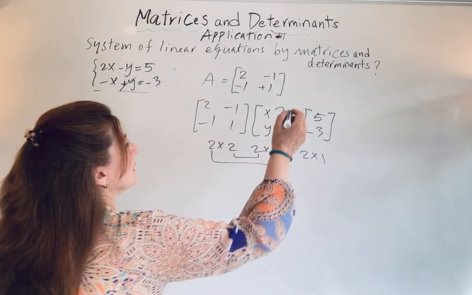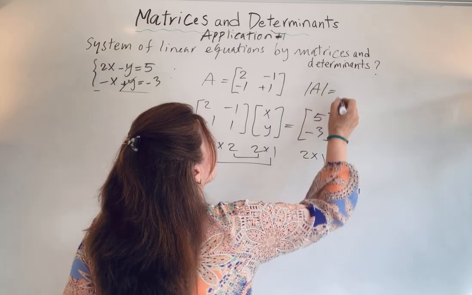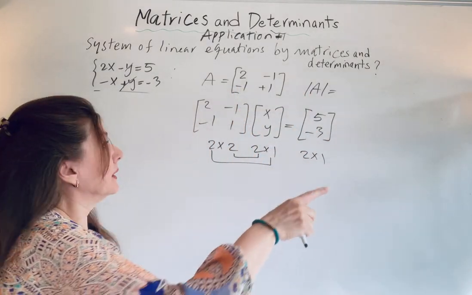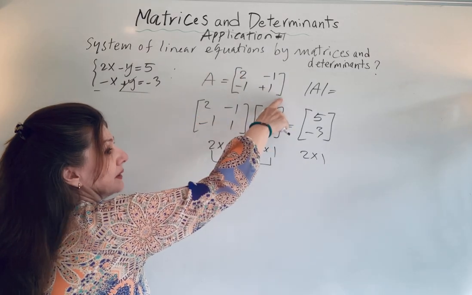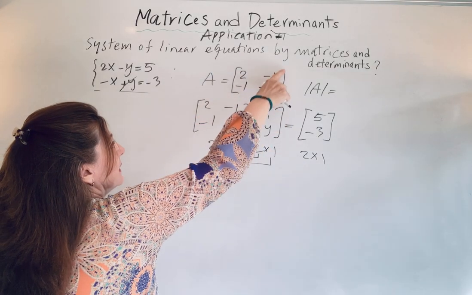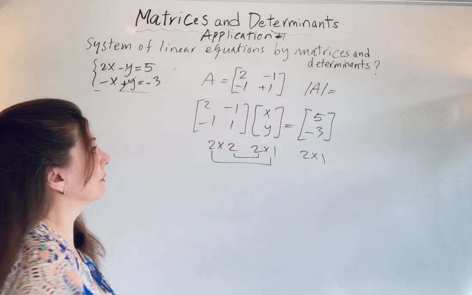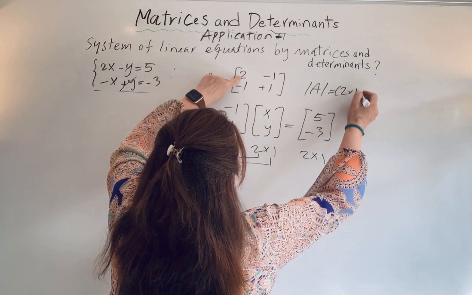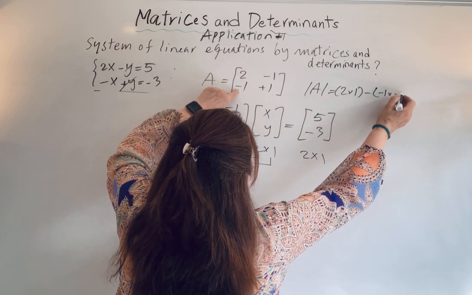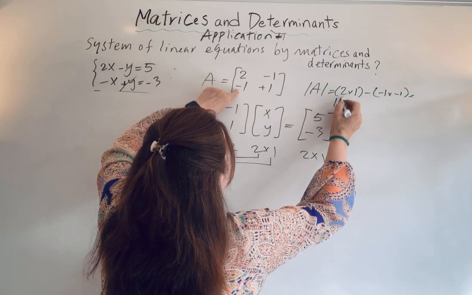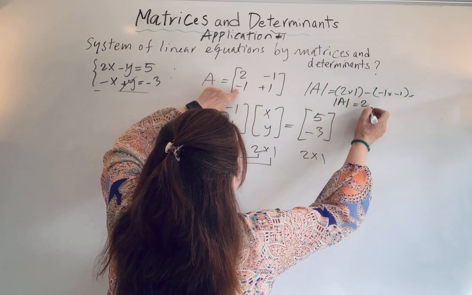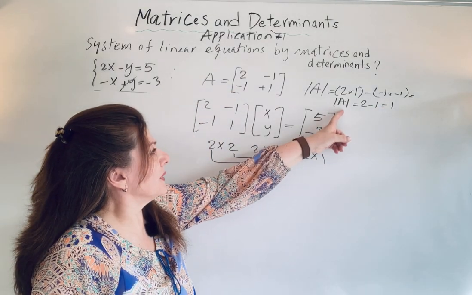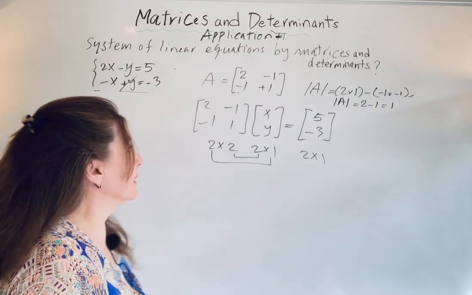What is the determinant of A? We had it before. The determinant of A is a single number: the product of the major diagonal minus the product of the minor diagonal. 2 times 1 minus negative 1 times negative 1. How much is that going to be? 2 minus 1 gets 1. So the determinant of A is 1. This is one thing we need.